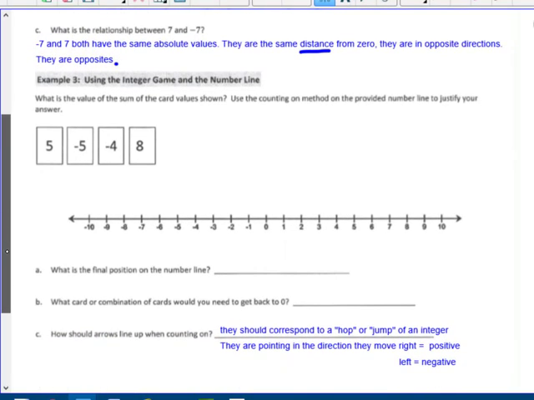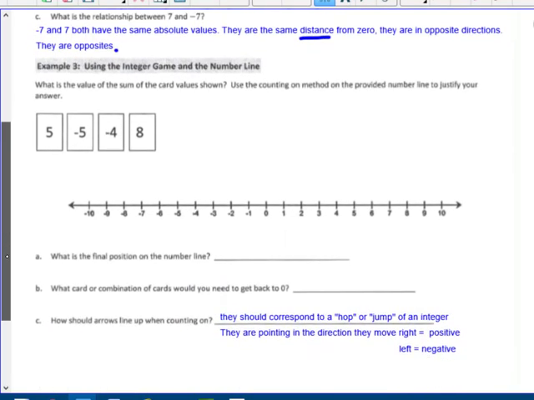So there's this integer card game that we're going to play in class. It's a deck of cards that has positive and negative values in it. What is the value of the sum of the card values shown? Use the counting on method on the provided number line to justify your answer. Okay, so you start at 0, just like it's said up above, letter A. Always start at 0. My first card is a 5.